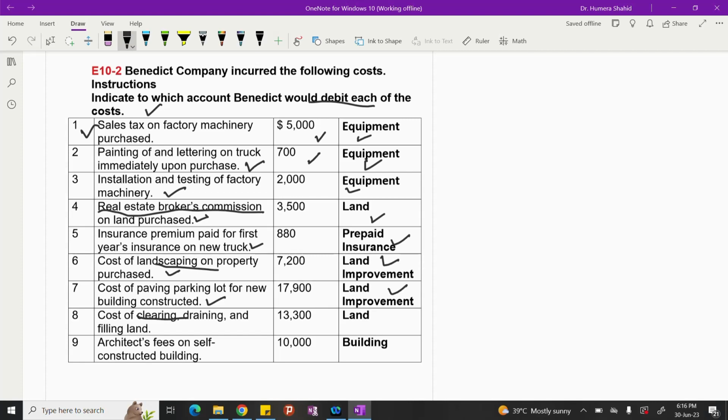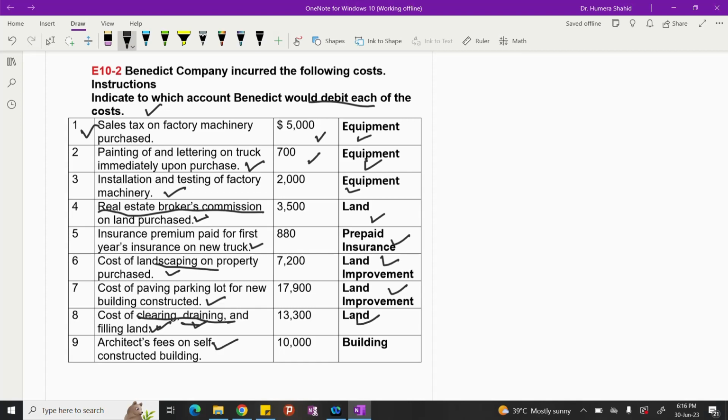Cost of clearing, draining and filling the land. This you have to do before using the land. You have to clean the bushes on the land, or if some garbage or rubbish is there, you have to remove that. The draining things you have to clean, and also you have to fill the land if the land level is down. So you have to fill it with mud so that you can use it. So all these things are preparation of the land.